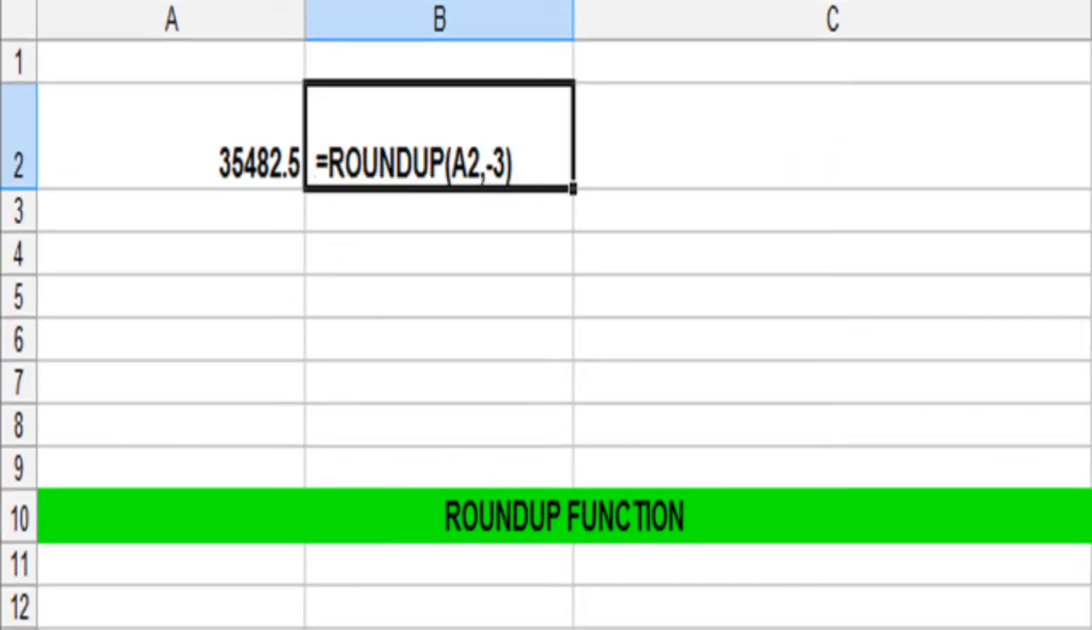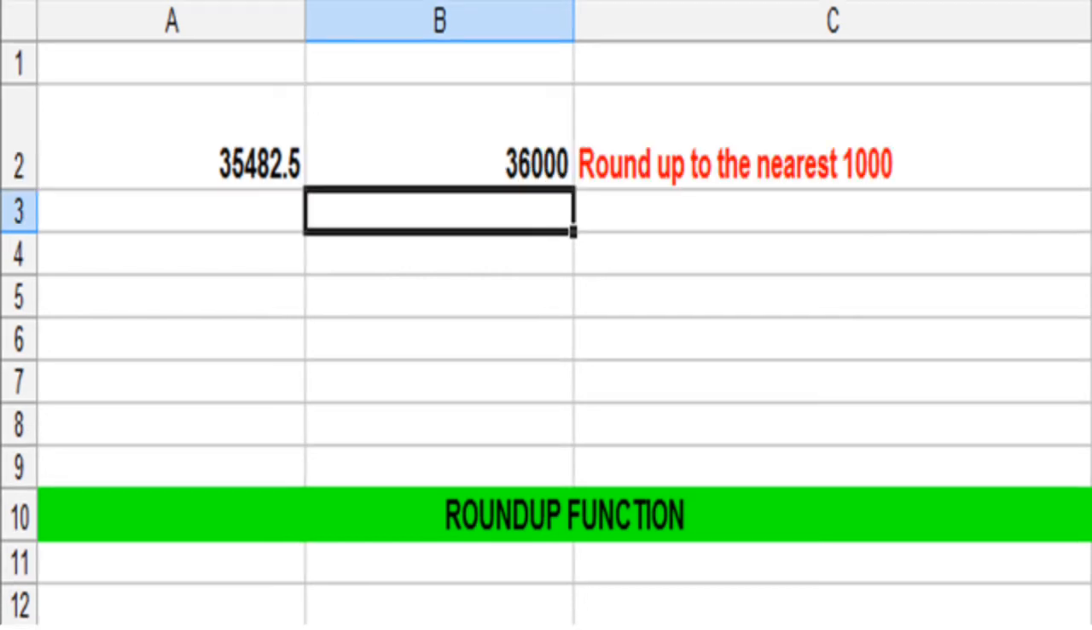Round up to the nearest 1000. The formula is equals ROUNDUP(A2, -3). Press enter. Rounded up to the nearest 1000. Result 36,000.